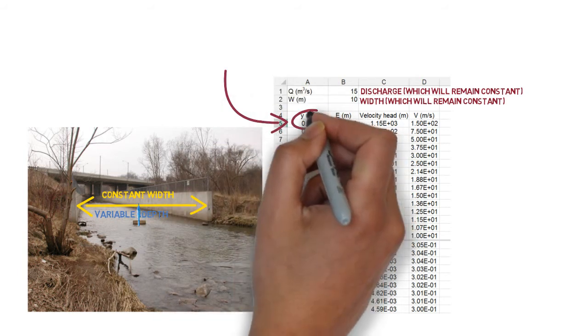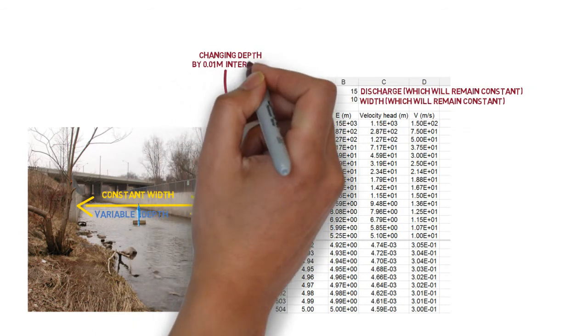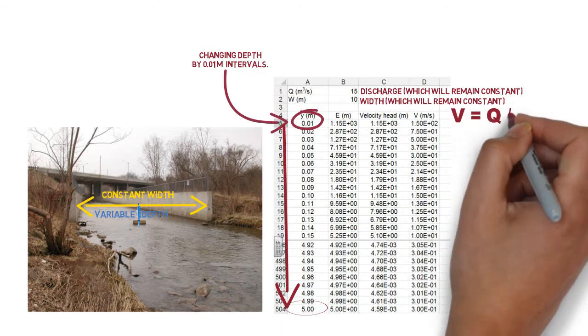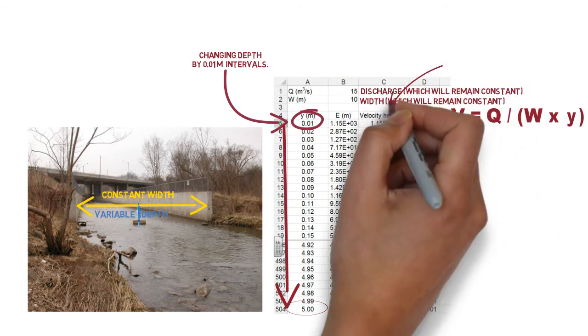In this case, we'll vary the flow depth between 0.01 meters all the way up to 5 meters and increase the increment at 0.01 meter intervals. We can therefore calculate the velocity for each of these flow depths by applying the continuity equation, where the velocity is equal to the discharge divided by the width times the depth of the channel.